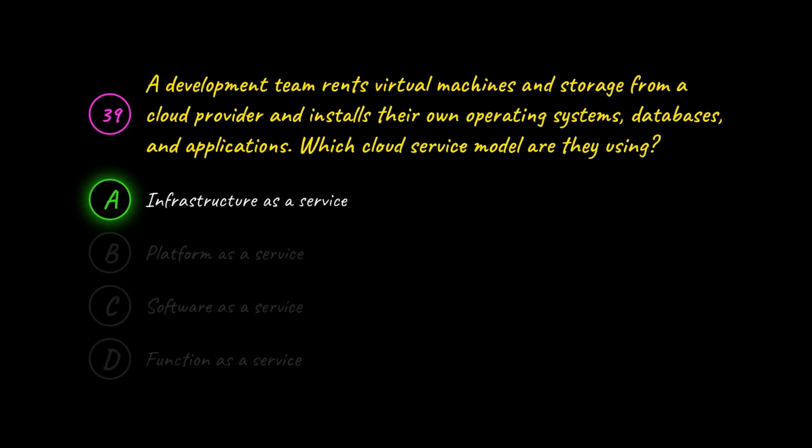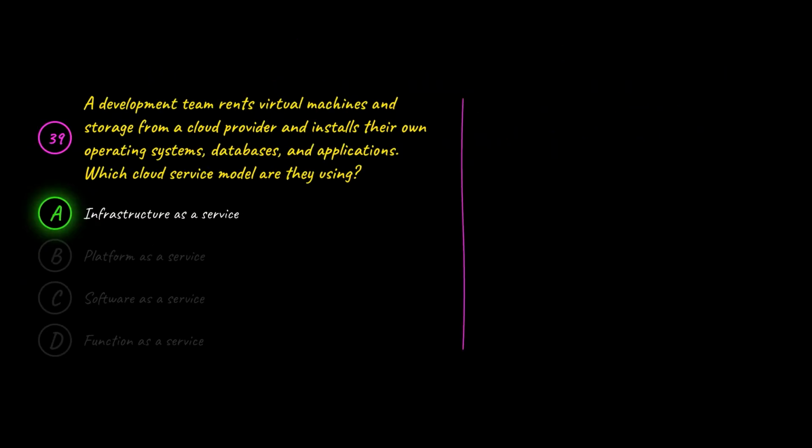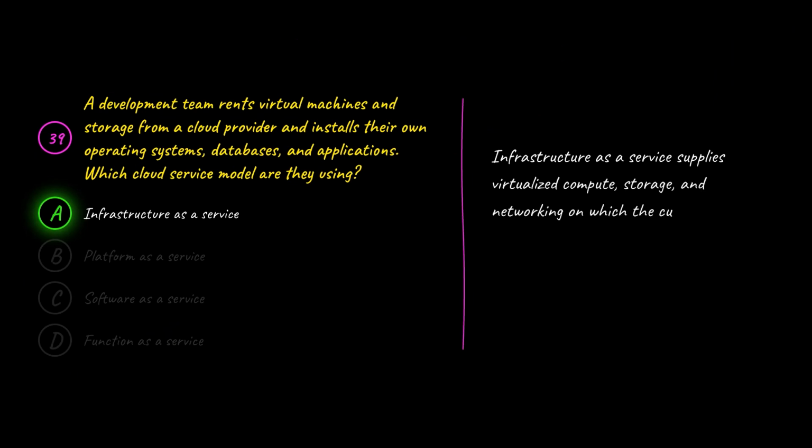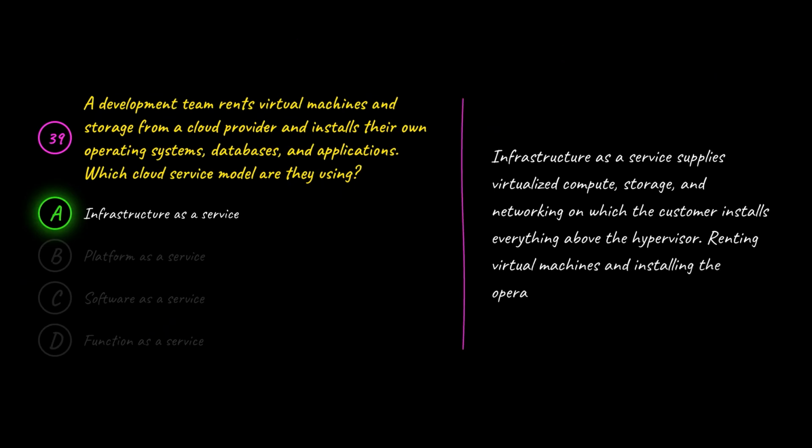The correct answer is A. Infrastructure as a Service. A is correct because Infrastructure as a Service supplies virtualized compute, storage, and networking on which the customer installs everything above the hypervisor. Renting virtual machines and installing the operating system fits this model exactly.